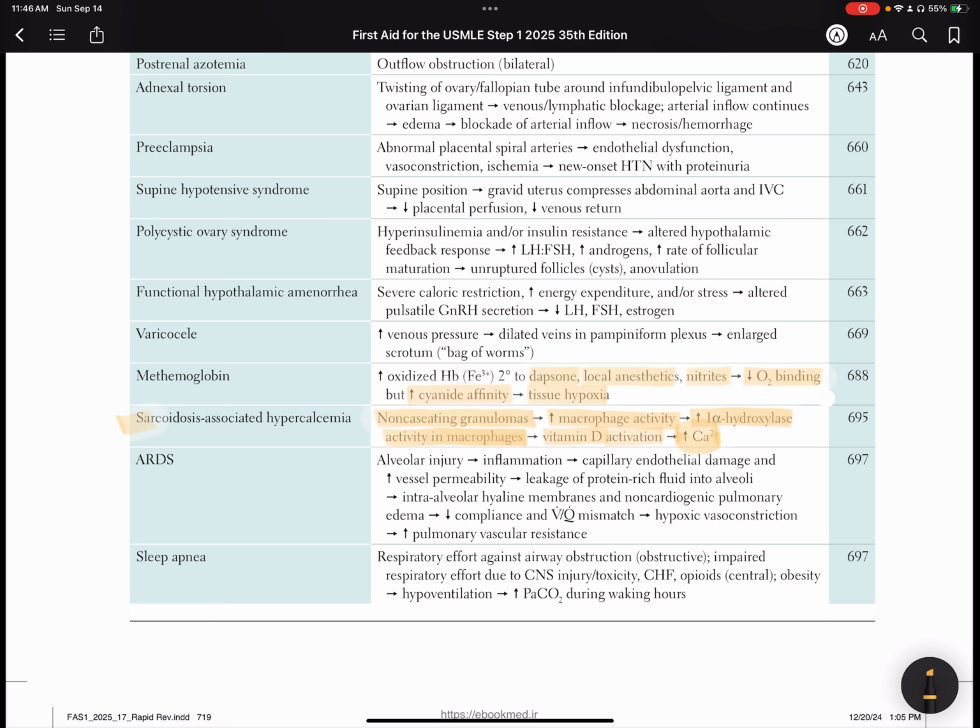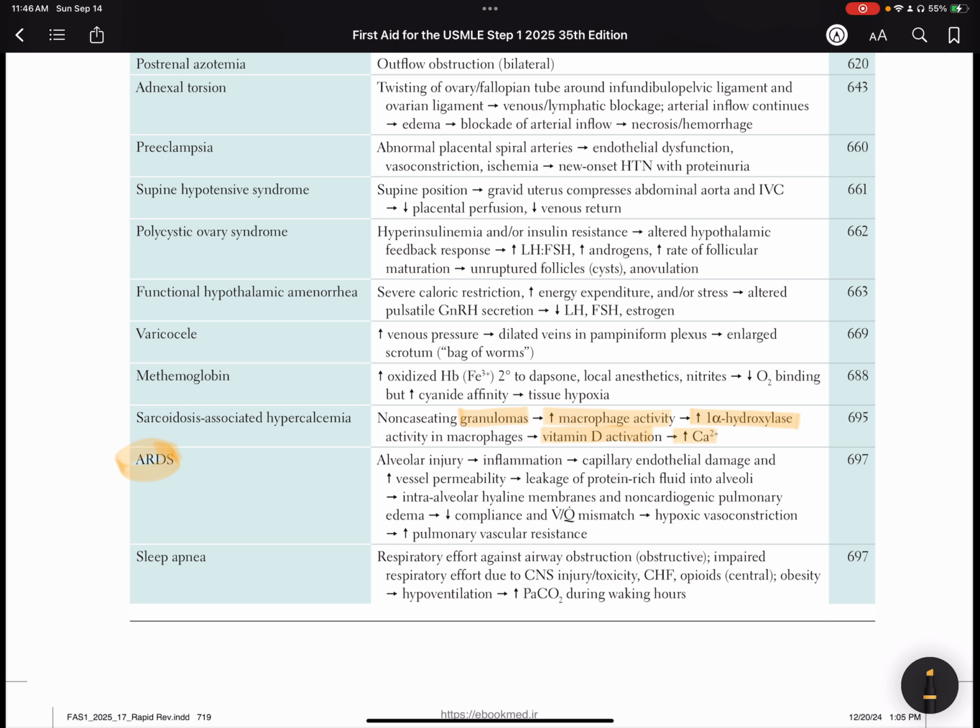So the pathway of sarcoidosis associated hypercalcemia is you see non-caseating granulomas, which means increased macrophage activity, leading to increased 1 alpha hydroxylase activity in macrophages, leading to vitamin D activation. This leads to increased calcium.